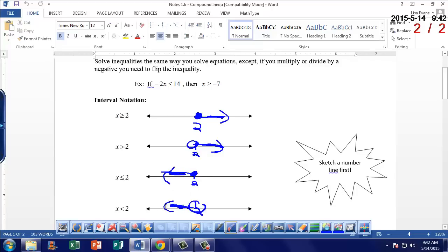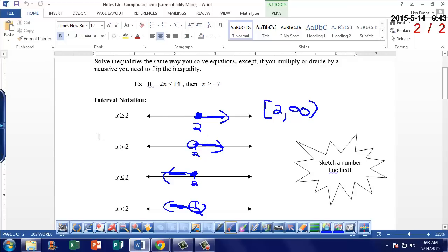Now, this is a representation of what I see on the graph. So I'm looking left to right, and the first thing I see is that it can equal 2. When it can equal something, we make a bracket. And then I see it's going forever to the right, so it's going to positive infinity. Now, infinity is not a number, so we put a parenthesis around it because our answer cannot equal infinity.